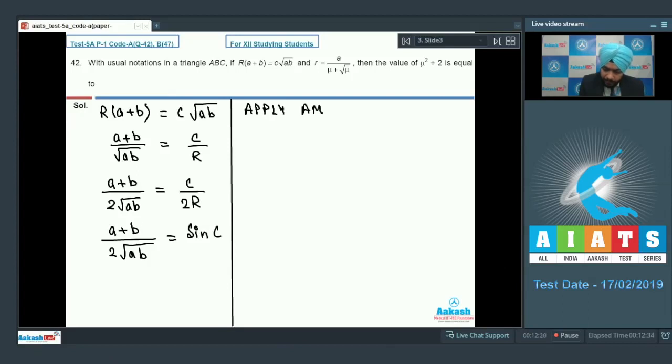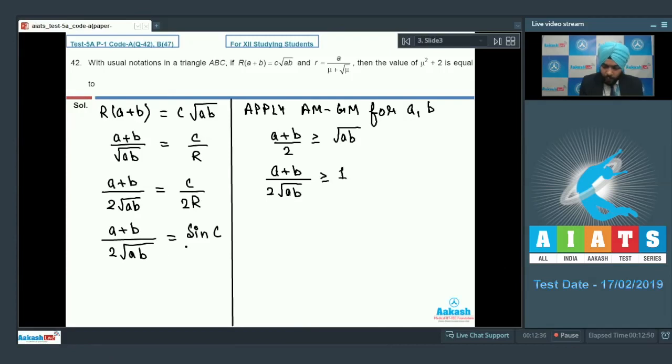Apply AM-GM for two positive quantities a and b. So I have (a+b)/2 greater than or equal to root ab. So we have (a+b)/2 into root ab greater than or equal to 1. And this value from this equation, let us say equation number 1, is sin C, which implies that sin C is greater than or equal to 1, which is not possible unless sin C is 1.